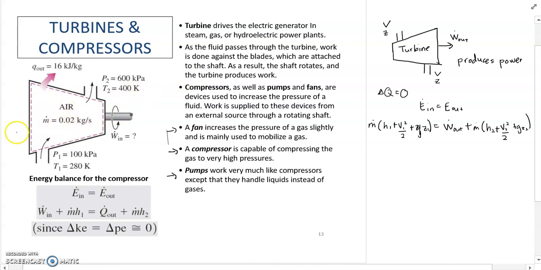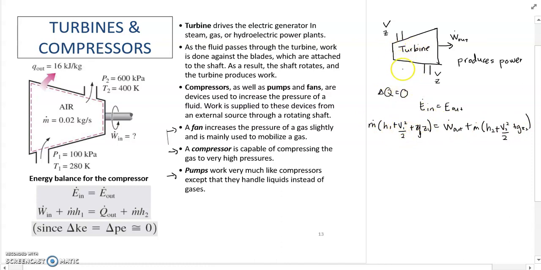The image here is for a compressor. Compressors, pumps and fans require power input to operate, okay? Work is supplied to this device from an external source through a rotating shaft. Their functions are about the same but the applications differ. A fan will increase the pressure of a gas slightly and is mainly used to mobilize a gas. A compressor compresses the gas to a very high pressure, while a pump is almost like a compressor, except a pump will handle liquid, not gases.